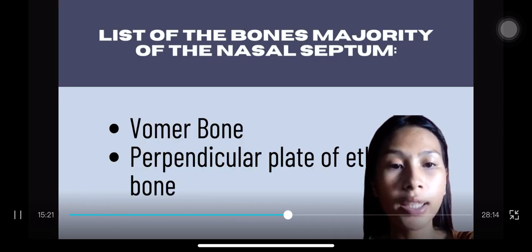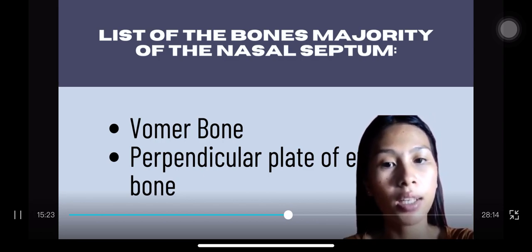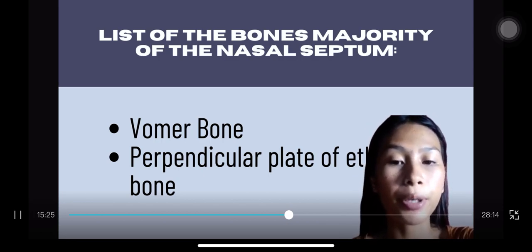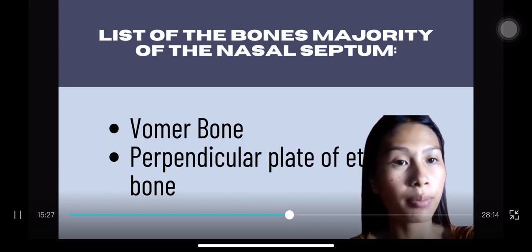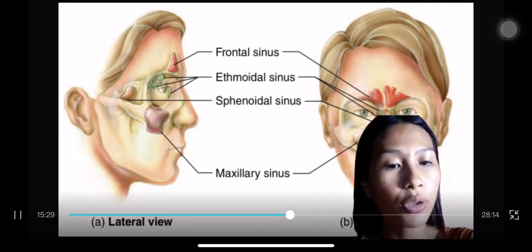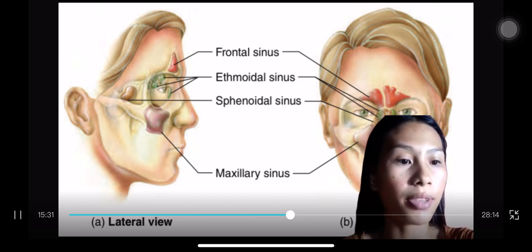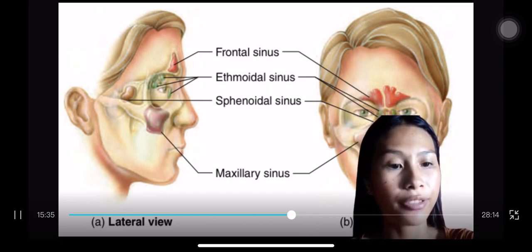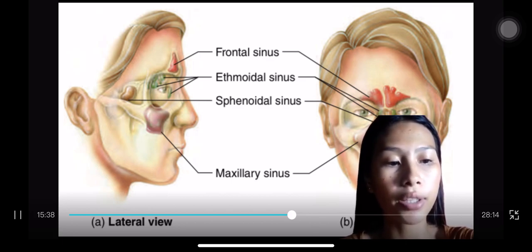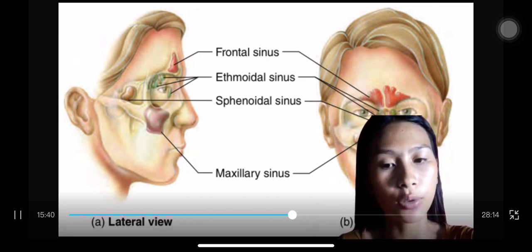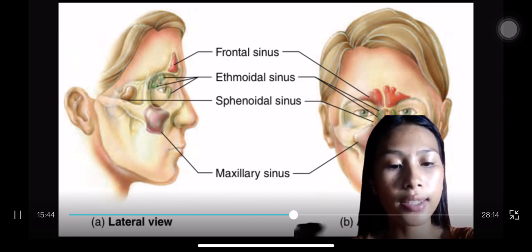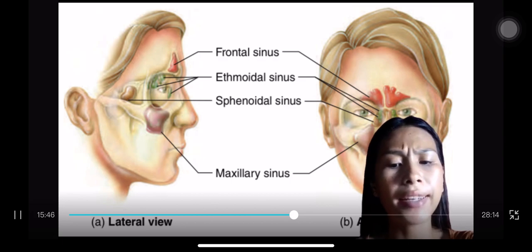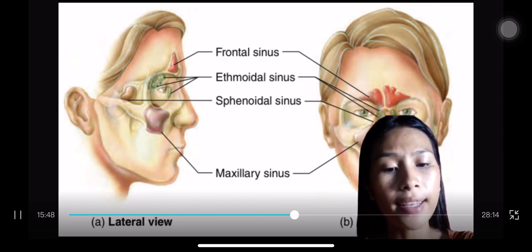We have the majority of the nasal septum, which is the vomer bone and the perpendicular plate of the ethmoid bone. And I will describe to you the location and functions of the paranasal sinuses. In location, we have frontal, maxillary, ethmoidal, and sphenoidal sinuses. And the function is that the sinuses decrease the width of the skull and act as resonating chambers during voice production.